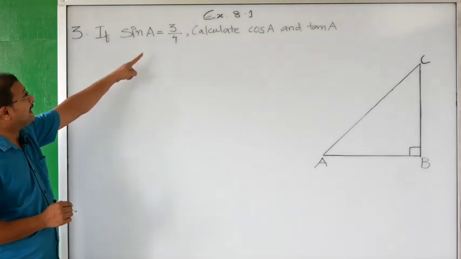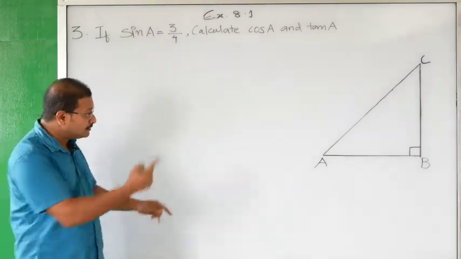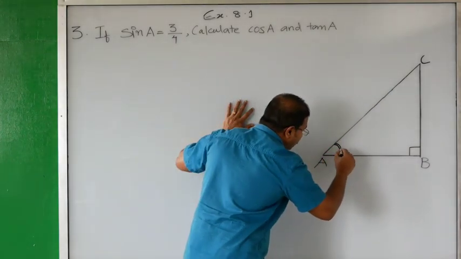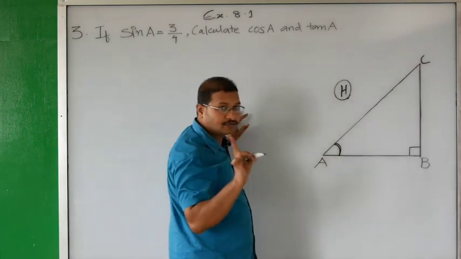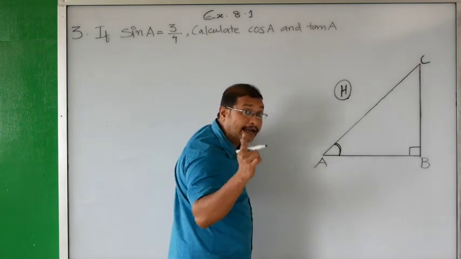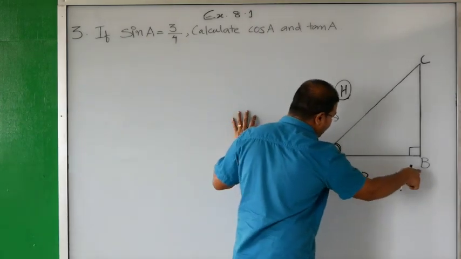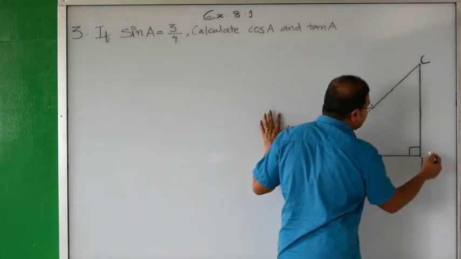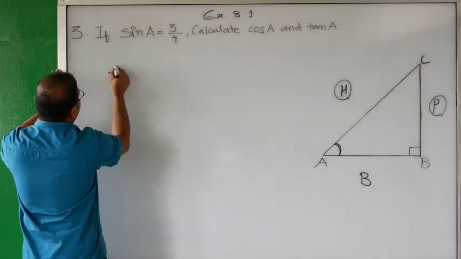Question number 3. If sine A equal 3 by 4, calculate cos A and tan A. Ready? So we have to make a triangle. Just draw that triangle ABC. After that, angle A. So this will be considering. And we know that the longest side is always called hypotenuse. Is it okay? After that, near to the angle means side adjacent to angle A. Side adjacent to angle A, that is called base, or adjacent side, that is AB. And again, side opposite to angle A, that is here BC, this will be perpendicular. Is it okay?